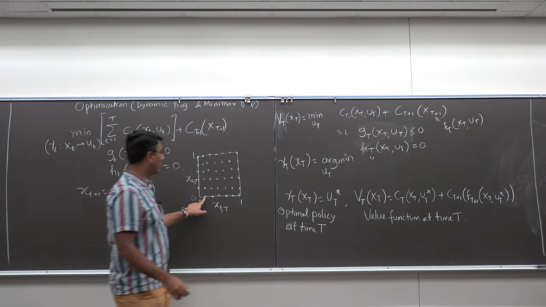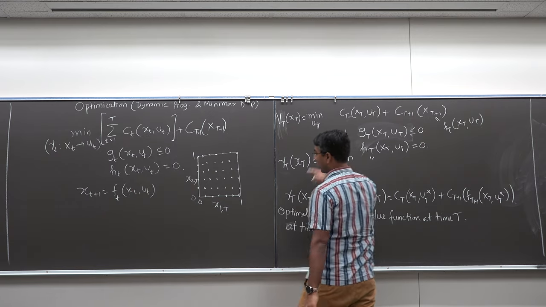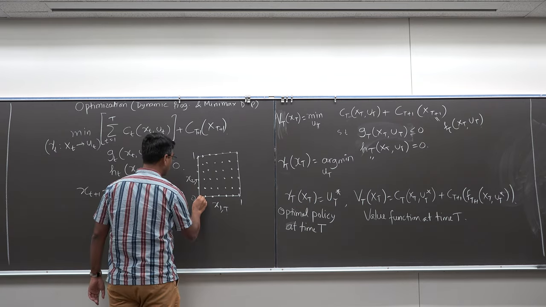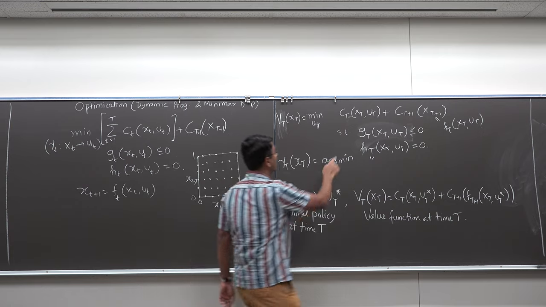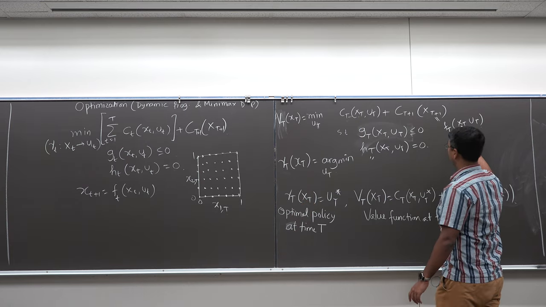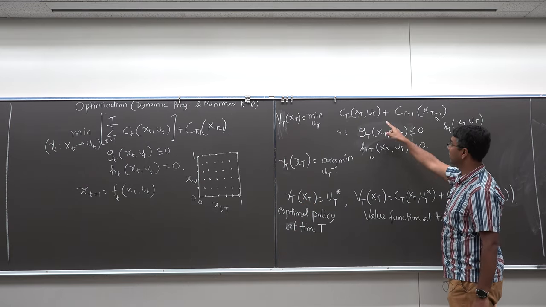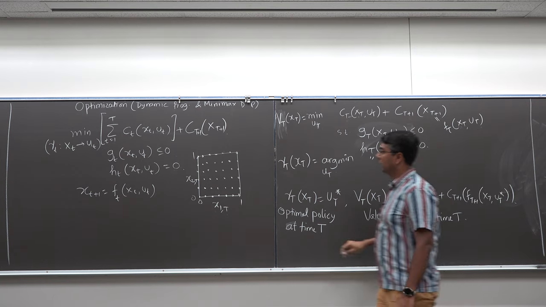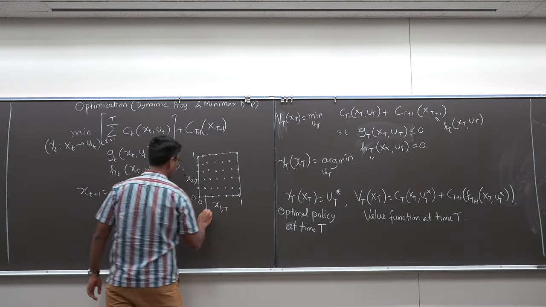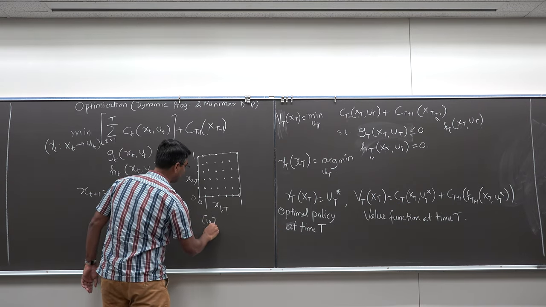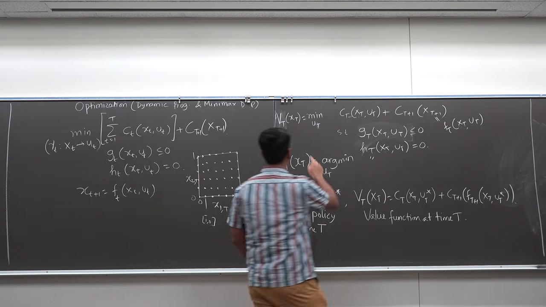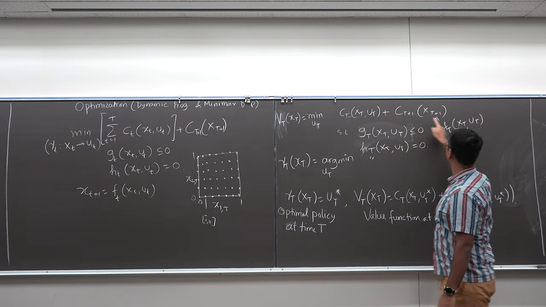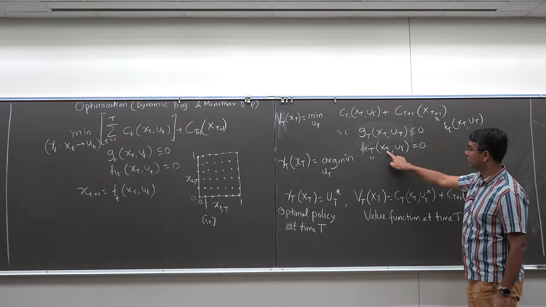Now at each of these points, I'm going to plug in. So this point is 0, 0. I'm going to plug in 0, 0 everywhere and solve this problem. Then I'm going to go to this point, which is 1, 0. I'm going to plug in 1, 0 everywhere.